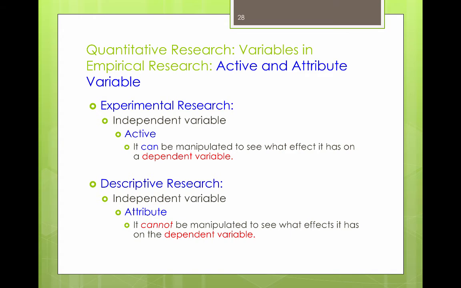With experimental research, again, we have independent variables that are active. They can be manipulated to see what effect we have on a dependent variable. In descriptive research, our independent variables are attributes. They cannot be manipulated. So with experimental research, we take an independent variable, we manipulate it, and we measure the effect on the dependent variable. With descriptive research, the independent variable is an attribute, and it cannot be manipulated.